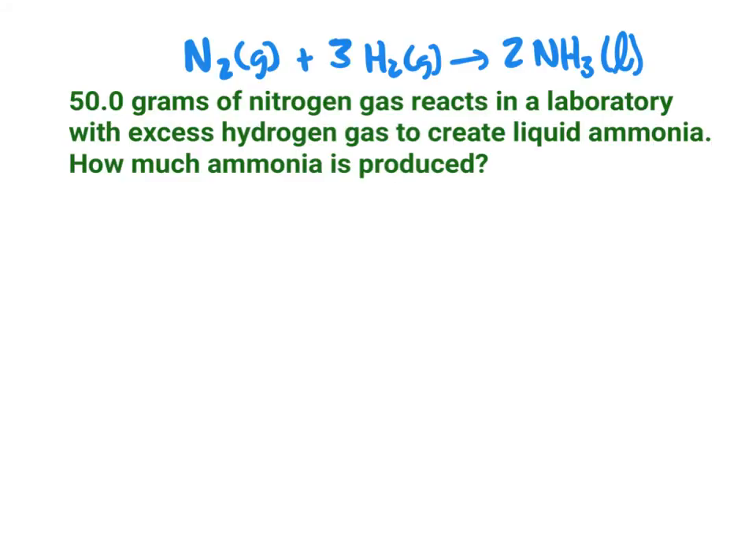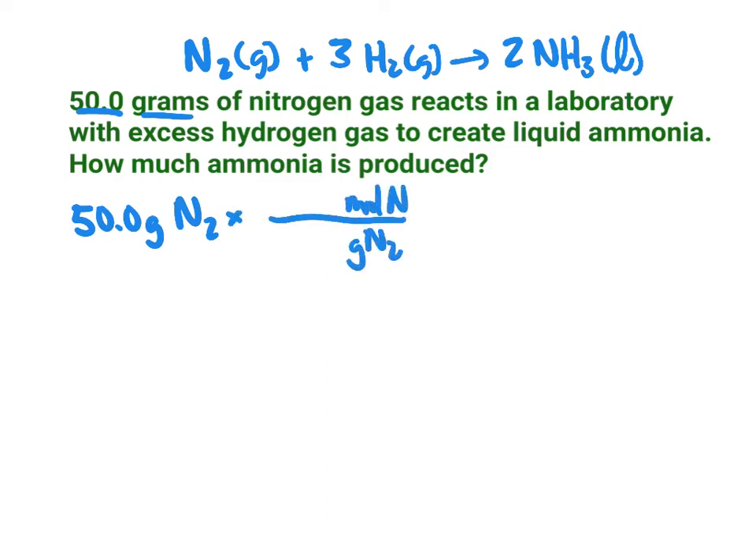So let's try one more of these problems, and there's a few in the notes to help you with it, but we're going to do one more right now. So here we have a Haber process problem for the creation of ammonia from nitrogen and hydrogen gases. It says 50 grams of nitrogen gas reacts in a laboratory with excess hydrogen gas to create liquid ammonia. How much ammonia is produced? So remember, step one, we're going to take what we start with and go from grams to moles. In this case, we have 50.0 grams of nitrogen gas, and we want to get from grams of nitrogen gas to moles of nitrogen gas.